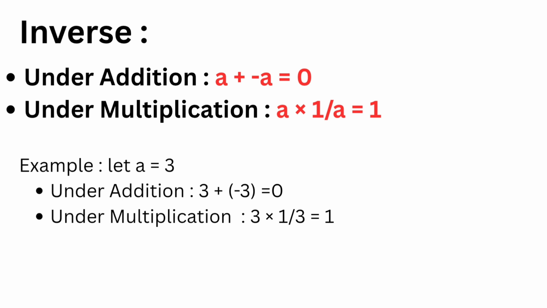Now if we see the example, taking A equals 3, under addition we get 3 plus minus 3 equals 0. And under multiplication, when we multiply 3 into 1 by 3, the 3 and 3 get cancelled, and we remain with 1, which is the multiplicative identity.